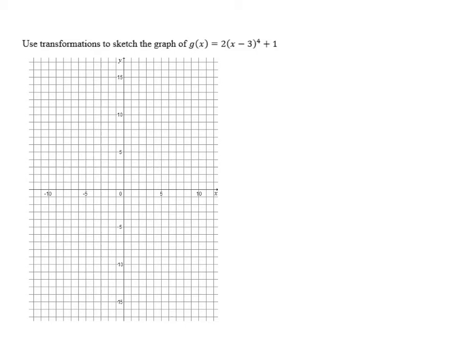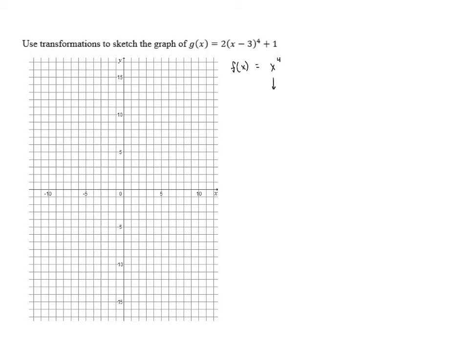Use transformations to sketch the graph of g of x equals 2 times the quantity x minus 3 to the fourth plus 1. We need to figure out how we can take the original equation, f of x equals x to the fourth, and transform that to end up with our new function, g of x equals 2 times the quantity x minus 3 to the fourth plus 1.